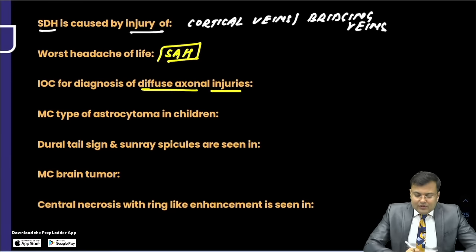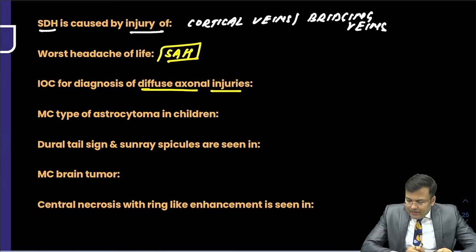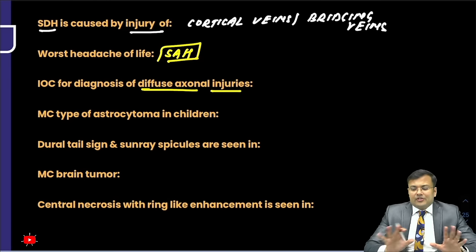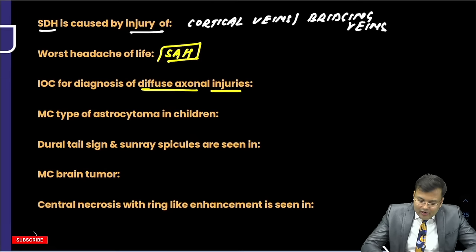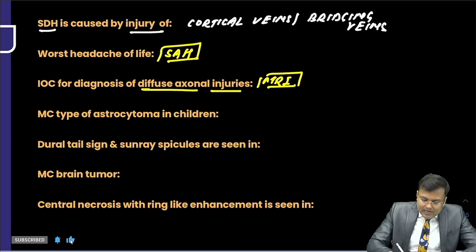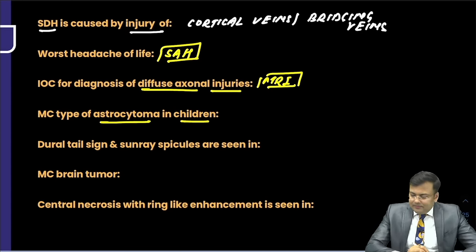Investigation of choice for diagnosis of diffuse axonal injuries. CT is normal. It is MRI. All of you are correct. Very good, MRI.